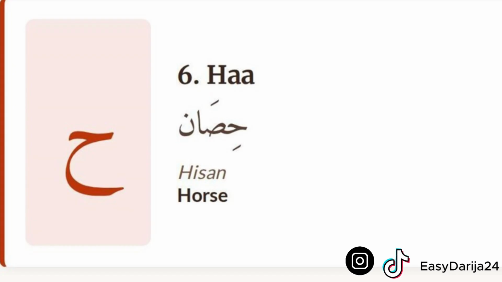Ha is a sharp H, but it comes from your throat, like you have eaten something very spicy and you cannot stand it. For example, Hisan, which means a horse.